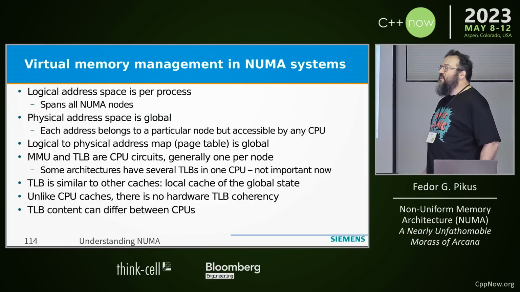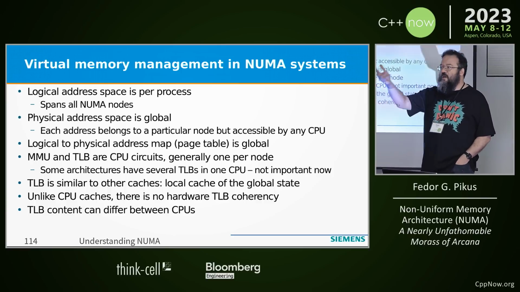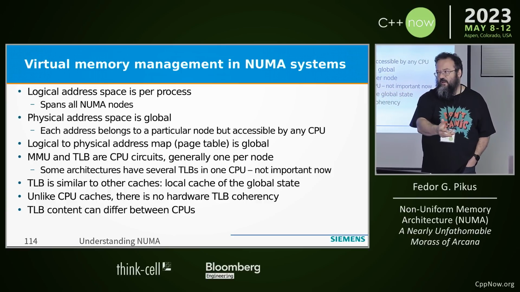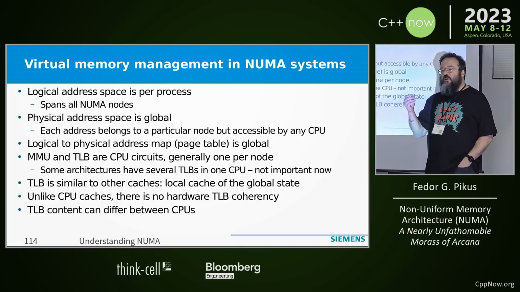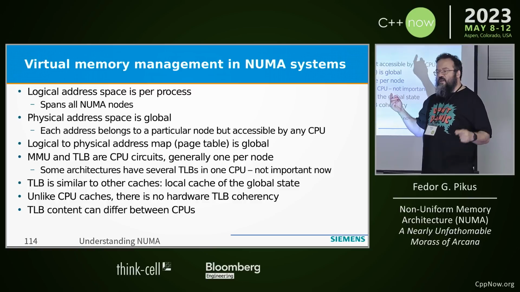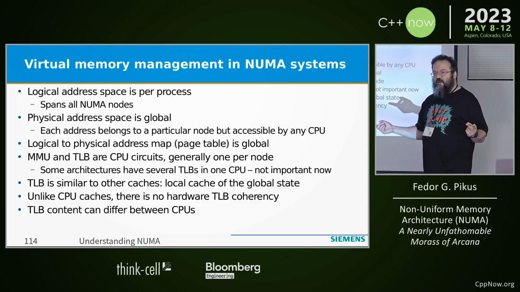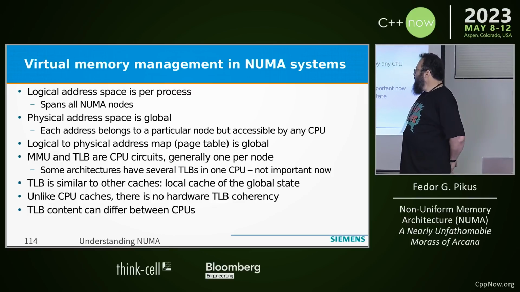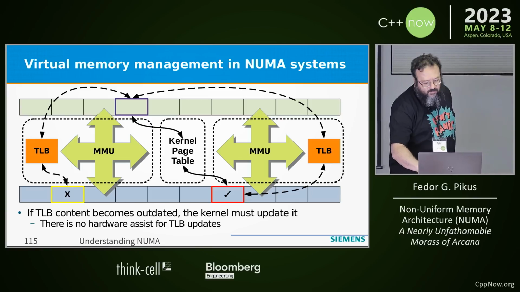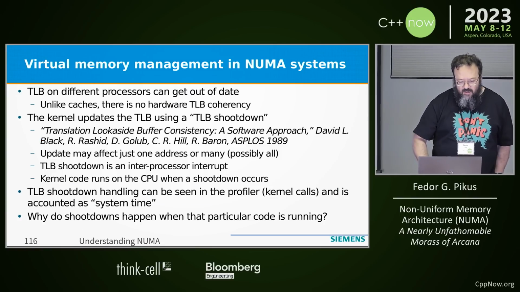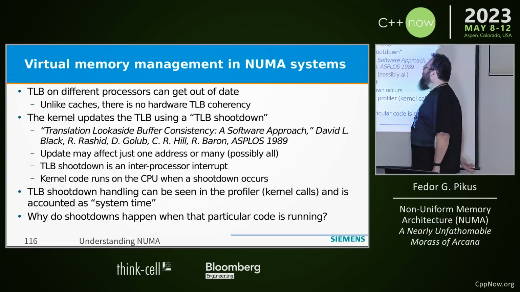So what happens when they get out of sync? And they do get out of sync, for example, if the kernel decides to migrate a page from one NUMA node to the other. What happens? The kernel notices that the TLBs are out of sync. The kernel now has to update the TLBs. This is called TLB shootdown. I didn't come up with this term, these guys did.